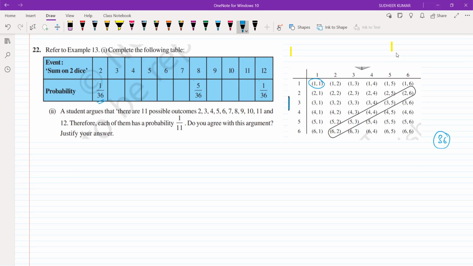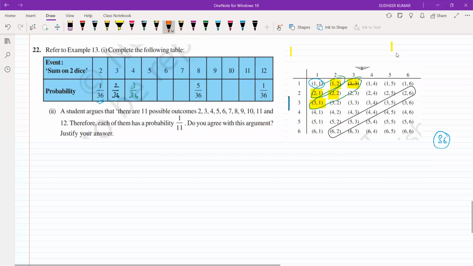To get the sum as 2, the possible outcome is 1, 1. Next, to get 3: 1, 2 and 2, 1. So there is a chance to get 2, so this is 2 by 36. And next, 4: 1, 3; 3, 1; and 2, 2. So if you observe, we get three possibilities. So this is 3 by 36.